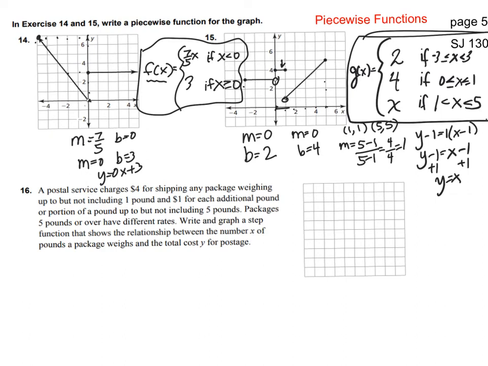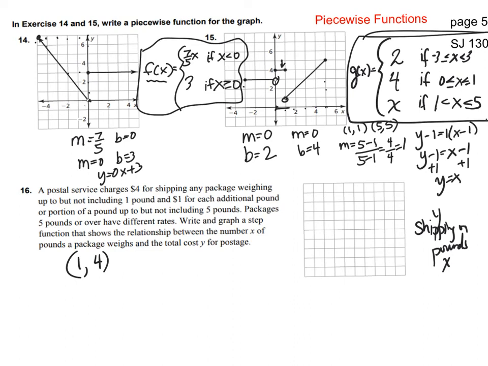Going on to number 6, a step function. A step function literally looks like steps, and we're just going to draw the graph. We're not going to write the equation. We're going to draw the graph. A postal service charges $4 shipping for any package weighing up to but not including 1 pound. Shipping depends on pounds. Y depends on X. So 1 pound, $4, and $1 for each additional pound or portion of a pound up to but not including 5 pounds.